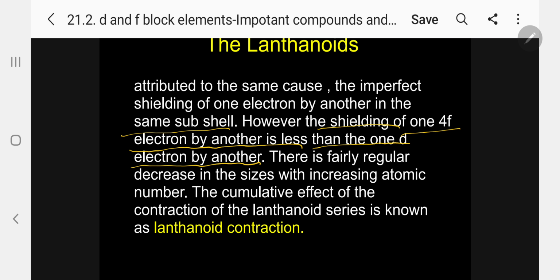That is the information given. That is, the shielding of one 4f electron by another 4f electron is less than that of one d electron by another d electron. There is a fairly regular decrease in sizes with increasing atomic number. The cumulative effect of this contraction of the lanthanide series is known as Lanthanoid Contraction.